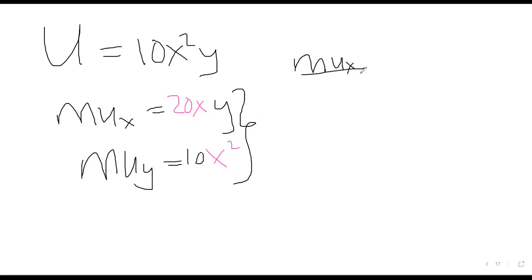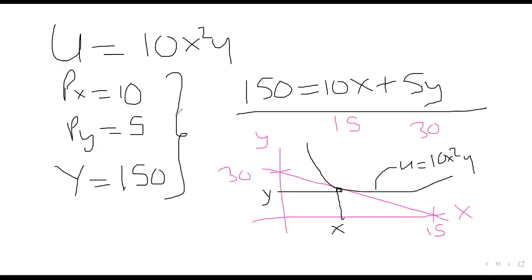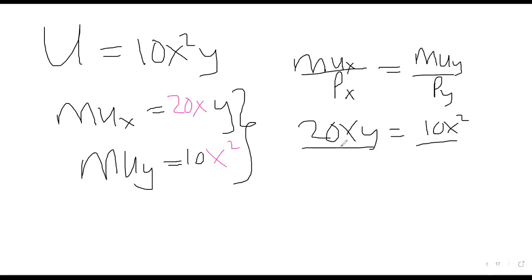And how do we optimize the bundle? MUX should be divided by the price of what? X. This should be equal to MUY divided by the price of Y. Then we now substitute. So 20xy, 10x squared. And what was the price of good X? X was what? 10 kwacha, Y was 5 kwacha. So 10 kwacha and 5 kwacha there.